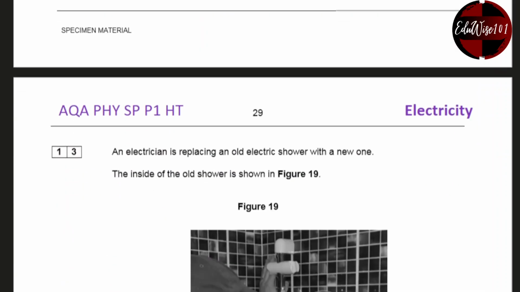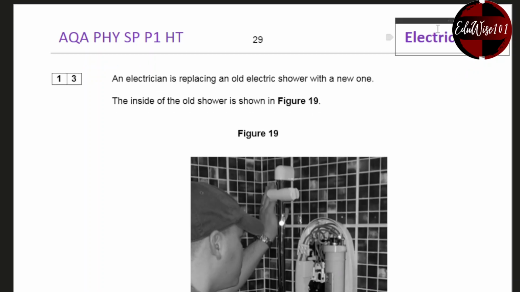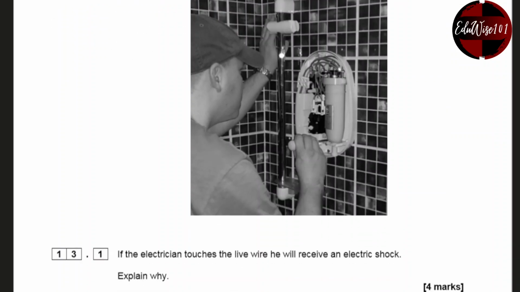Next question, the last question for this paper. An electrician is replacing an old electric shower with a new one. The inside of the old shower is shown in figure 19. If the electrician touches the live wire, he will receive an electric shock. Explain why. Why would you get electrocuted if you touch the live wire?